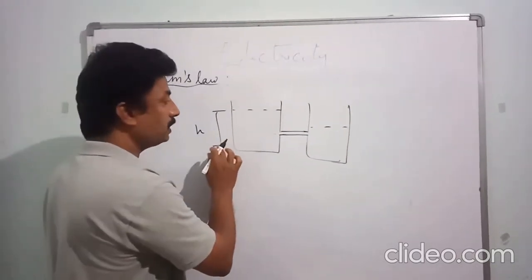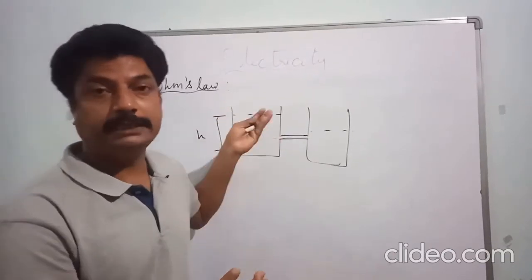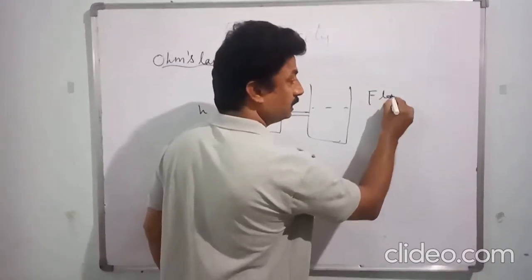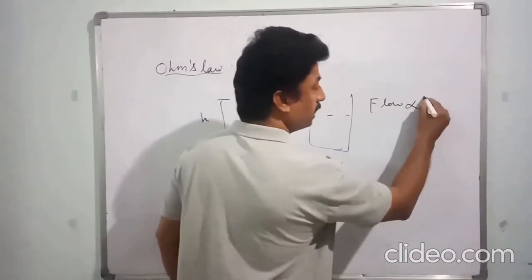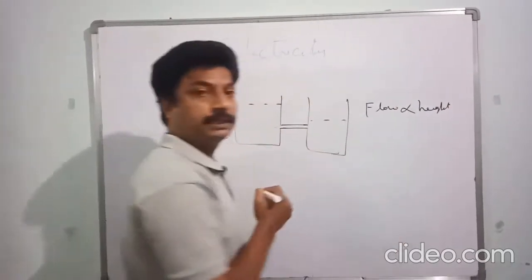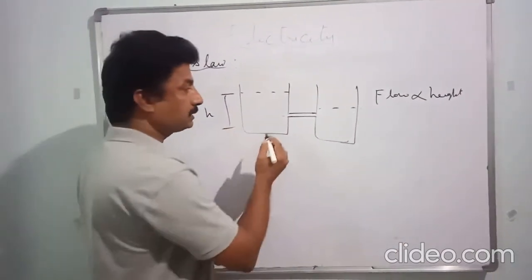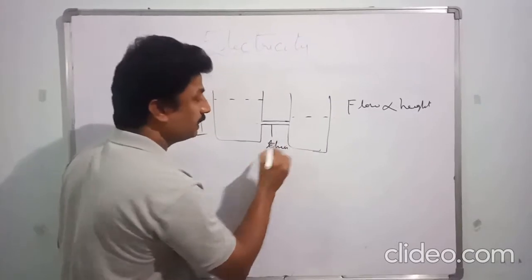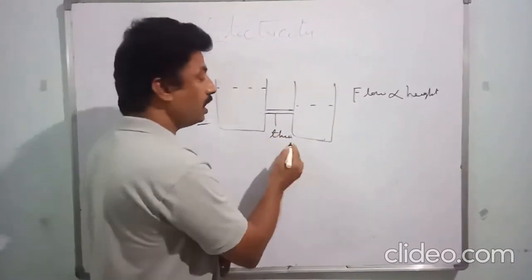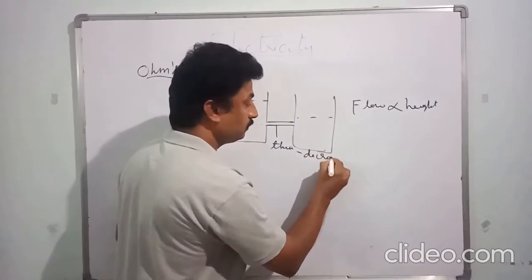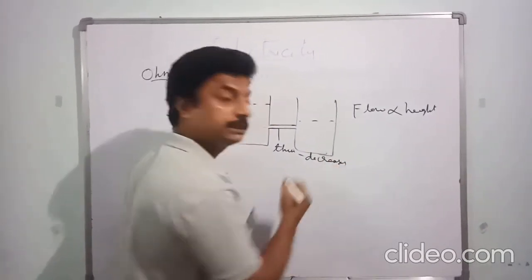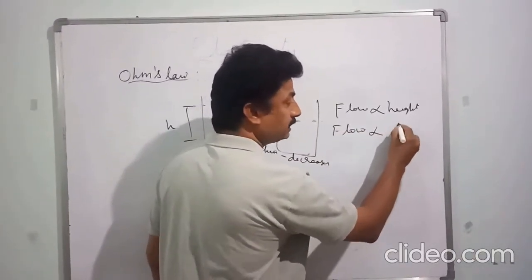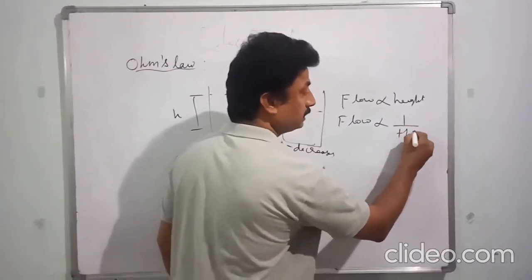So in the same way, what does it mean? If the height is more, the flow will also be more. Means we can write that flow is directly proportional to the height. In the same way, if you take one more factor, if I make this pipe a little bit thin, the flow will also decrease. Means flow is inversely proportional to the thickness.